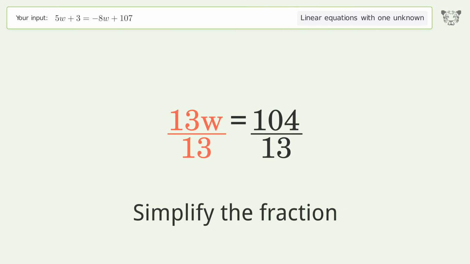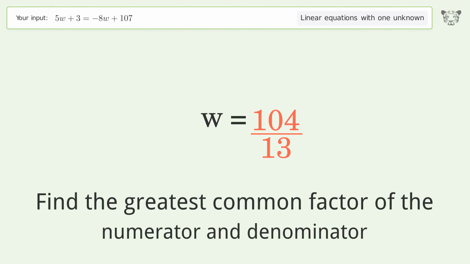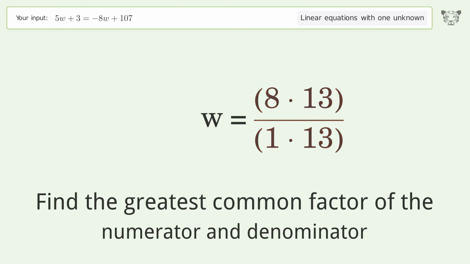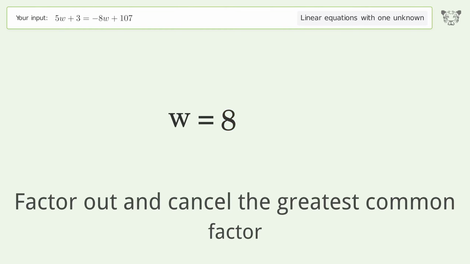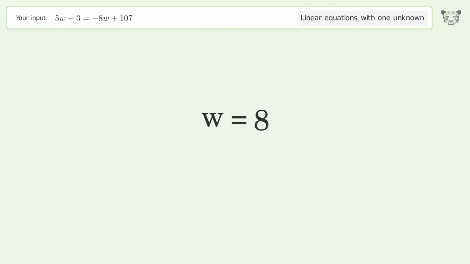Simplify the fraction. Find the greatest common factor of the numerator and denominator. Factor out and cancel the greatest common factor. And so the final result is w equals 8.